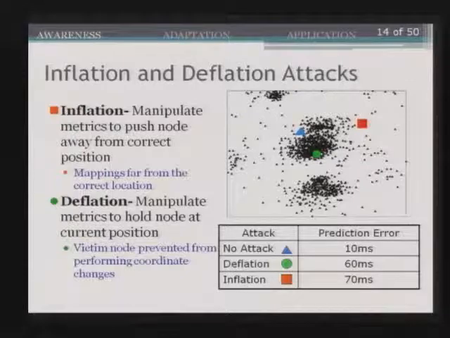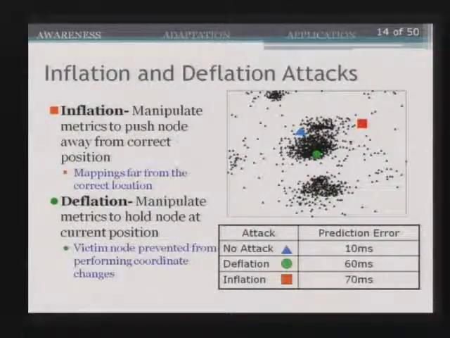So the first 2 types of attacks we look at are the inflation and deflation attacks. In the inflation attack, the attacker is able to manipulate the metrics to push a node away from its current position. We can see from the graph, the node under a no attack scenario will be located at the blue triangle, and it has a prediction error of about 10 milliseconds. So if it's about 100 milliseconds away from one of its neighbors, it might say it's 95 to 90 milliseconds, but that's usually an acceptable amount of error for most systems. However, under the attack, it is now pushed to where the red square is located, and now has a prediction error of nearly 70 milliseconds, or 7 times worse than it did under the no attack scenario.